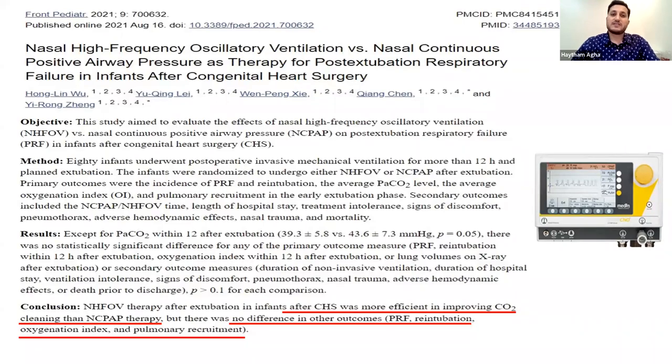One of the newest modalities is the use of nasal high frequency oscillatory ventilation instead of nasal CPAP in patients after congenital heart surgery. And this study was also published in 2021. They found that patients after extubation on nasal high frequency oscillatory ventilation had improved CO2 wash compared to CPAP and better pH, but there was no difference in other outcomes like reintubation, oxygenation index, or need for pulmonary recruitment.